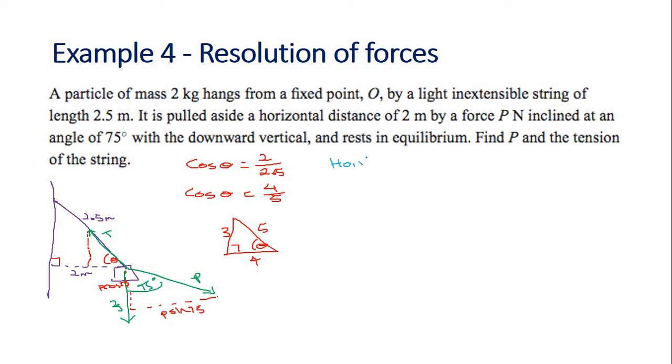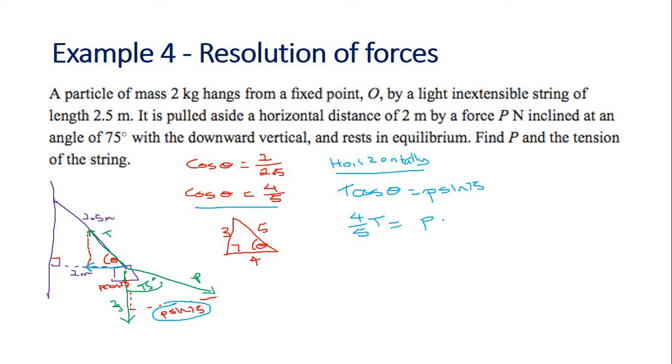So if we look horizontally, we will get our forces to the left. That's going to be this one here, the adjacent side, so it will be T cos of that angle theta equals our force to the right, which will be this one here, P sine 75. I know cos of theta equals 4 over 5, so that will be 4 over 5 T equals P sine 75. I can't solve that at the moment because I've got 2 unknowns, but that's okay.